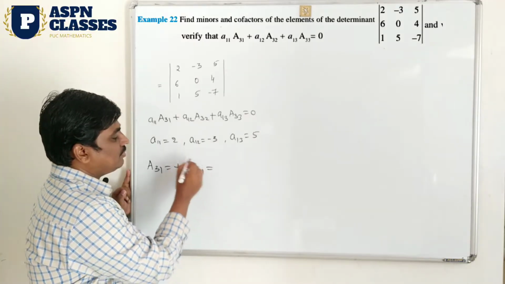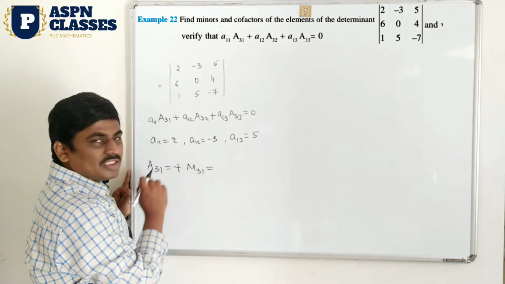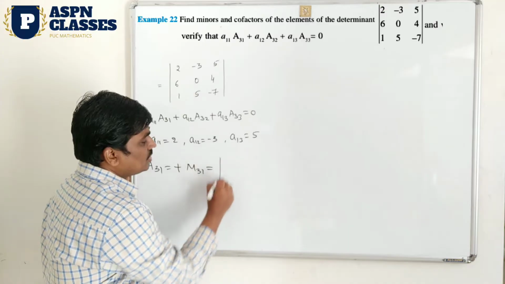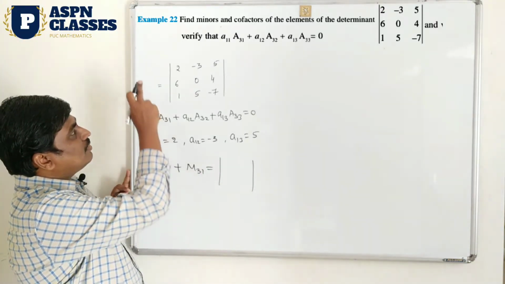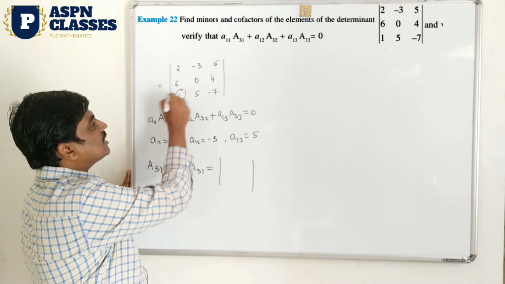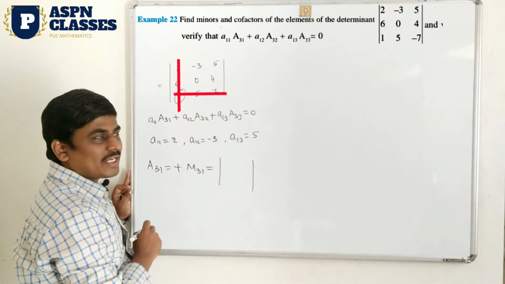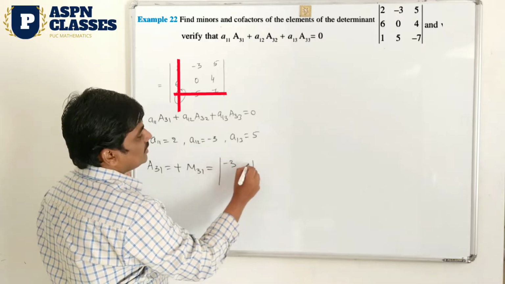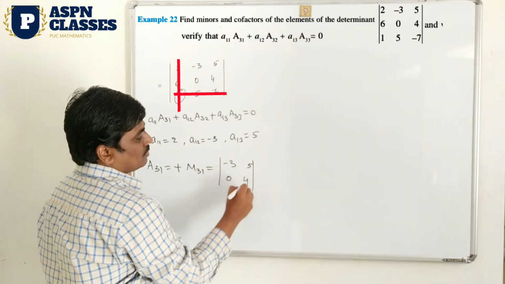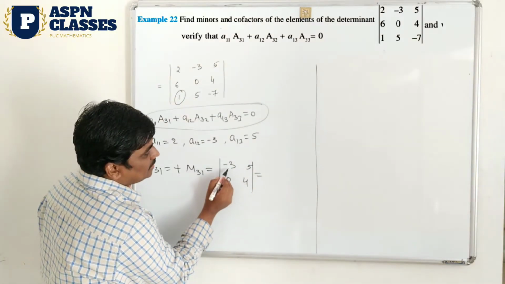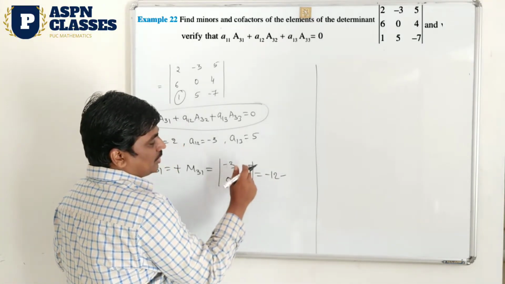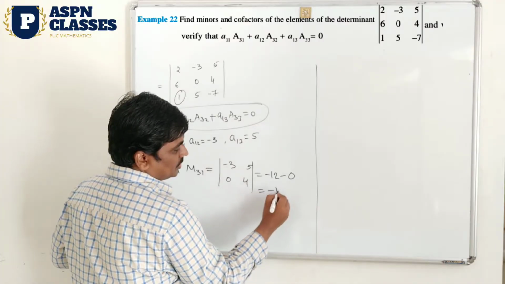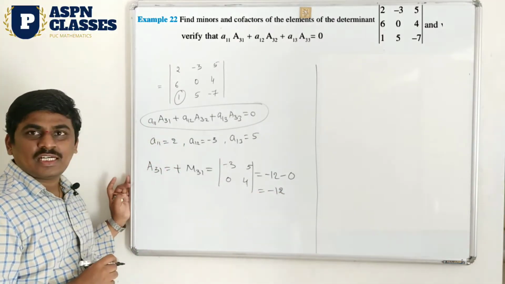Now you have to find M31, the minor of M31. For M31, the third row and first column get cancelled. What is remaining here is -3, 5, 0, 4. Next, find this value: -3 into 4 is -12, minus 0 into 5 is 0. So finally you get -12 as the answer.